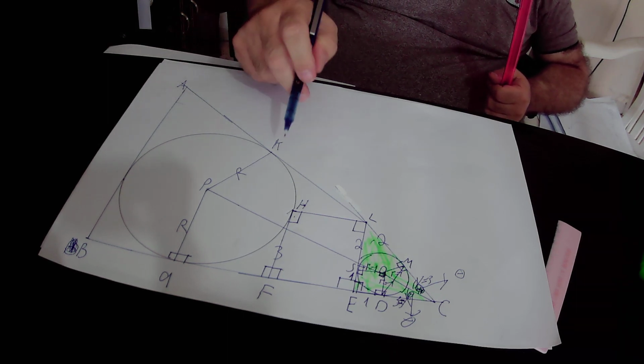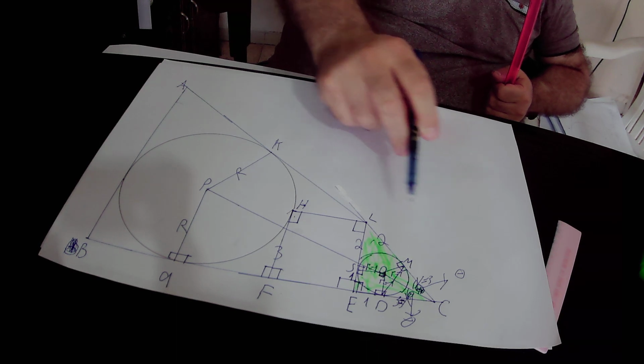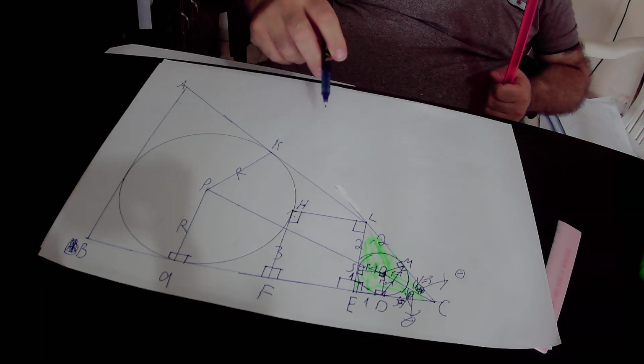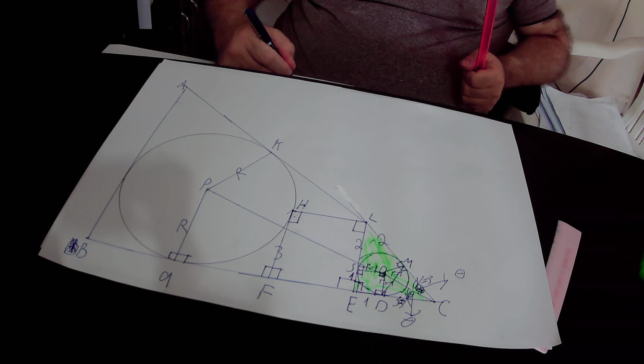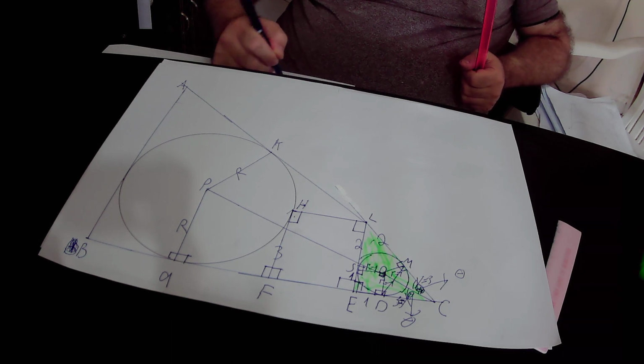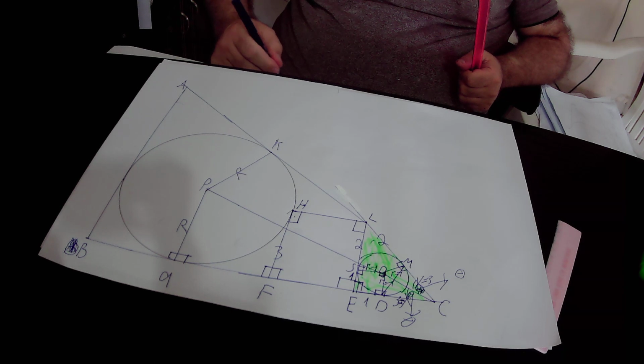And finally, PC is the common side that belongs to both triangles, so PC equals PC.